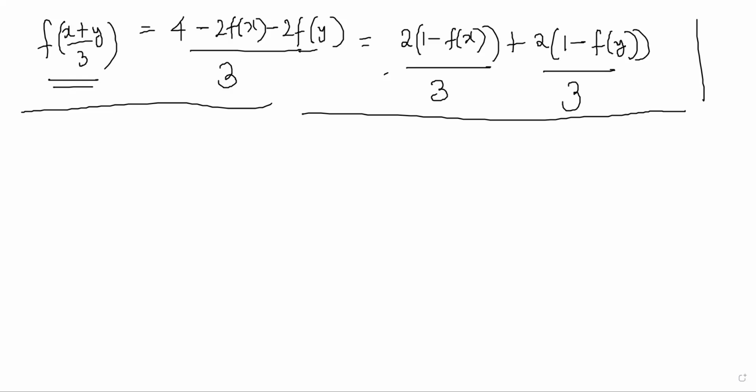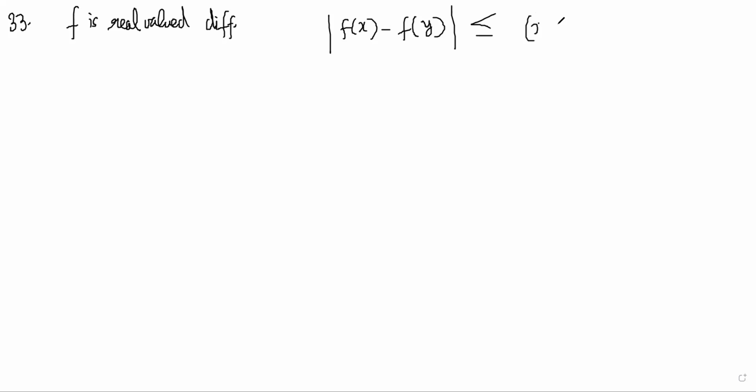Yeah, 33. We'll do it on the next screen. f is a real valued differentiable function satisfying mod of fx minus fy is less than or equal to x minus y whole square, for all x, y belonging to R. And f of 0 is 0. And f of 1 is equal to what? That is what is being asked, no?